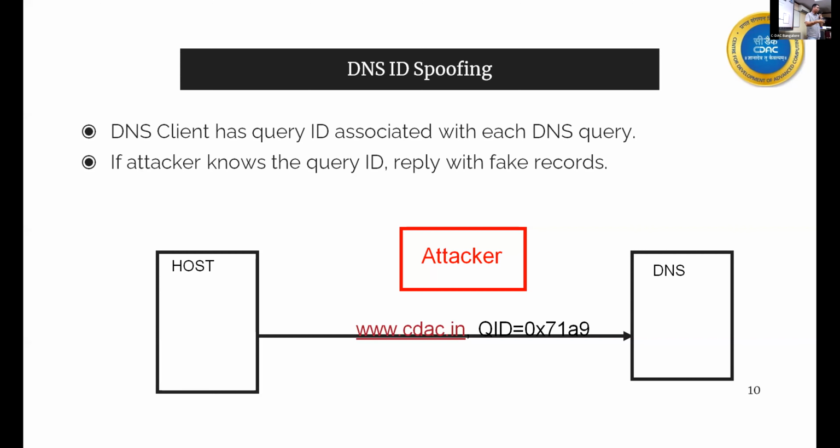Suppose from your system 4 or 5 DNS queries have been sent. The DNS server should know, or the reply should know that, okay, this reply is for this particular query. So that's why, to uniquely identify the query, we have a query ID, a 16-bit query ID. Now, what is happening? The attacker will be able to get the query ID. Suppose in between the attacker will see that, okay, you are sending a DNS query and this is the query ID, and it will be going to the DNS server.